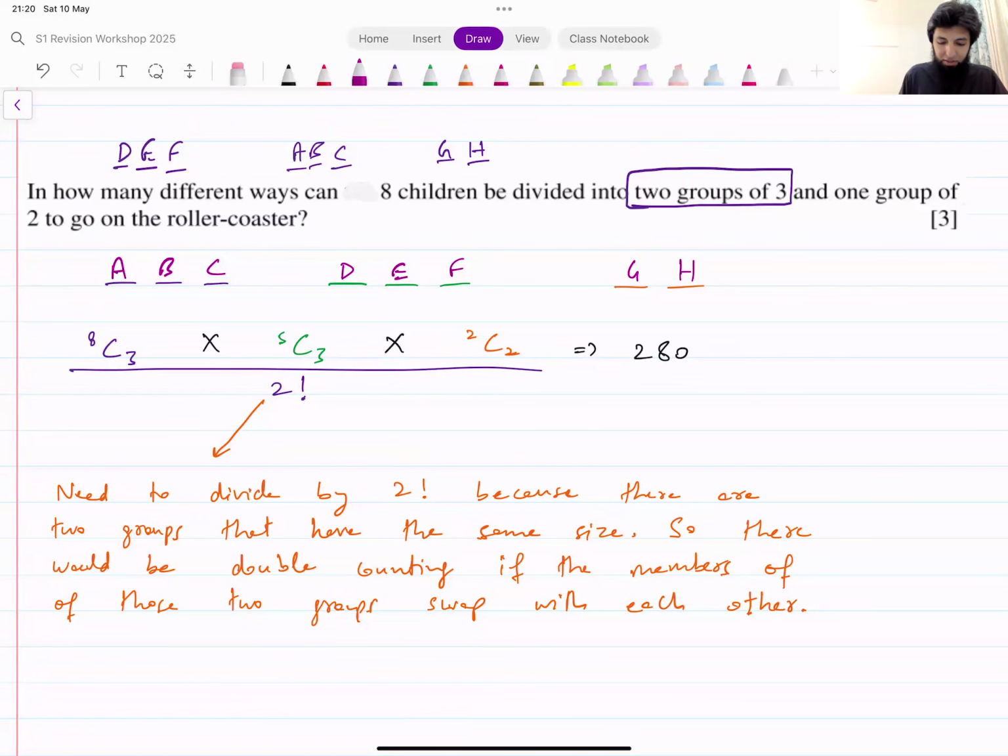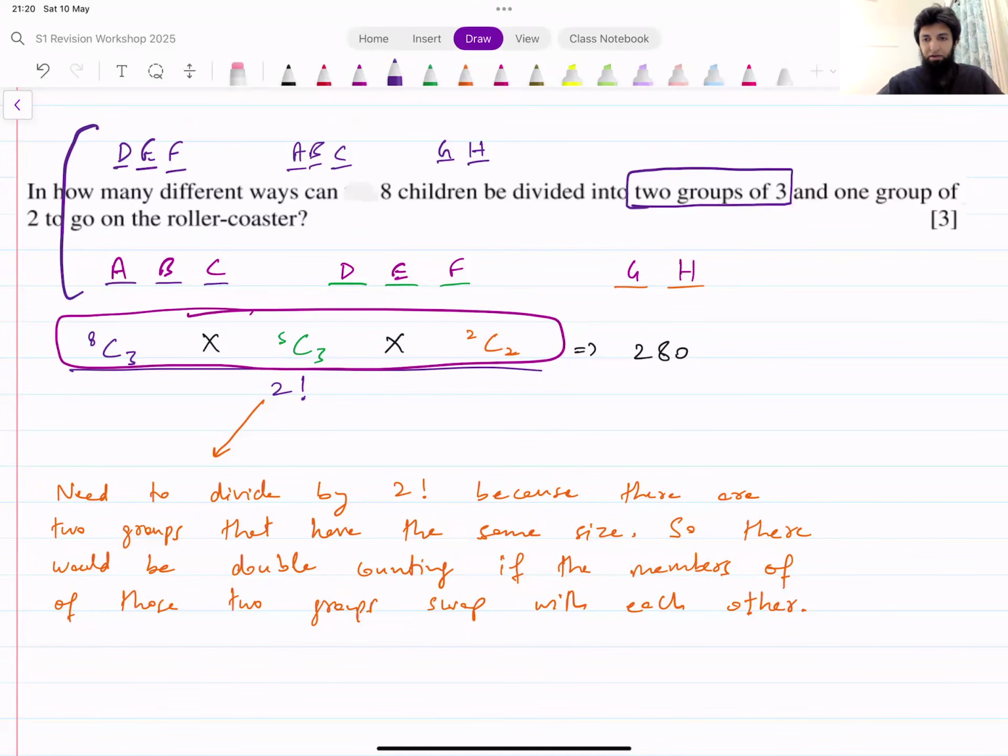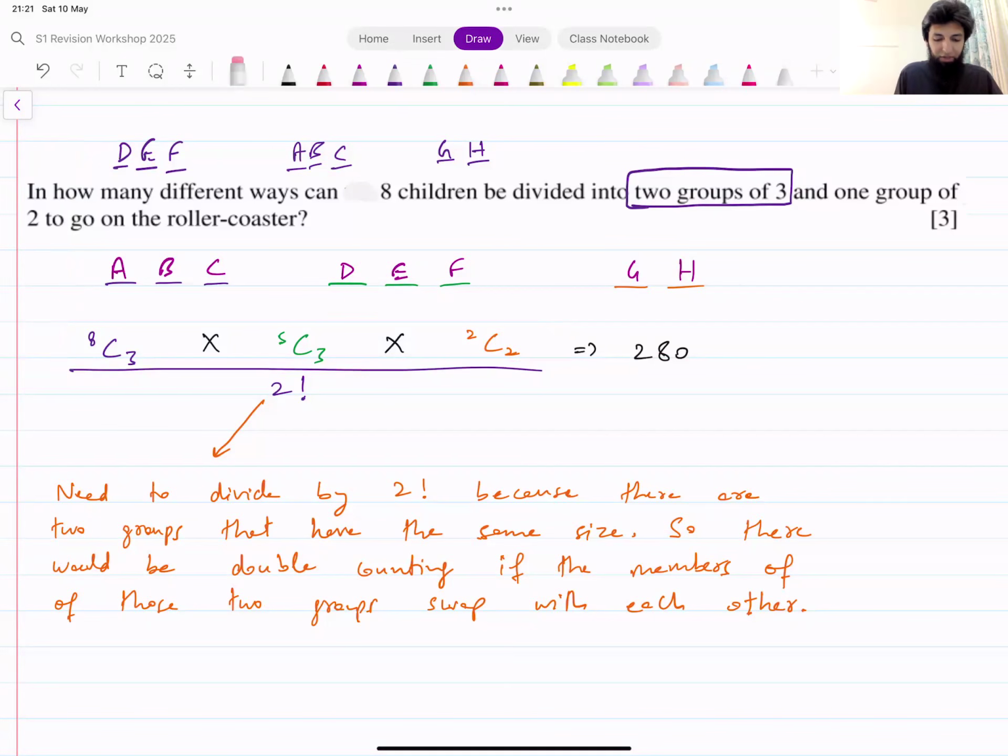But what 8C3 into 5C3 into 2C2 is doing is, it is considering these 2 as different groupings. These 2 as different groupings. Okay, it's considering these two as different groupings. So these are not different because they're both identical. There's no difference in them. So we have to divide by 2 factorial because of that.